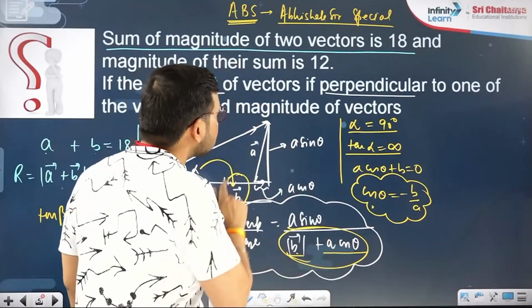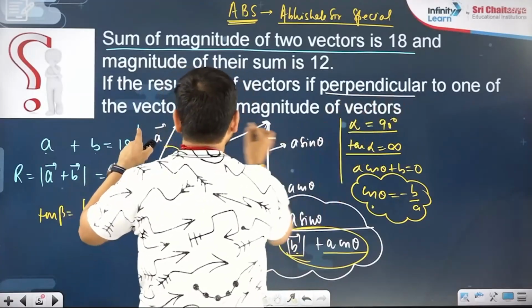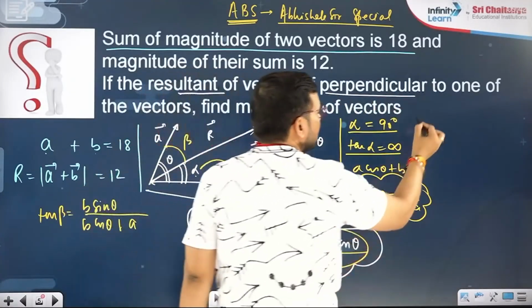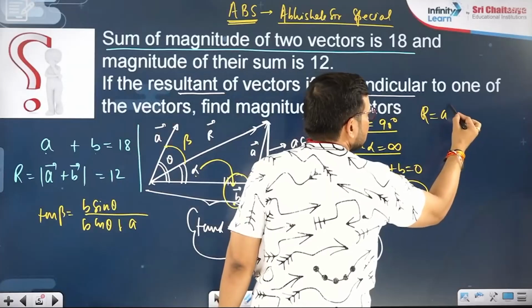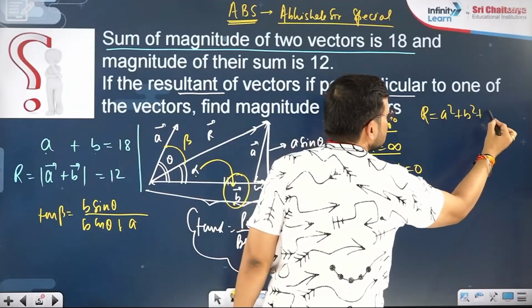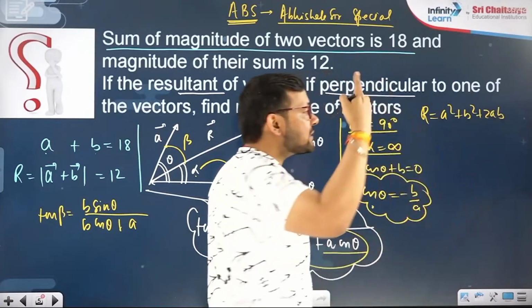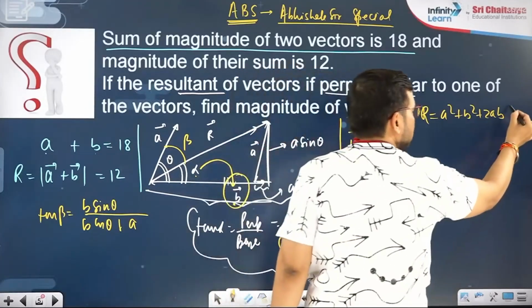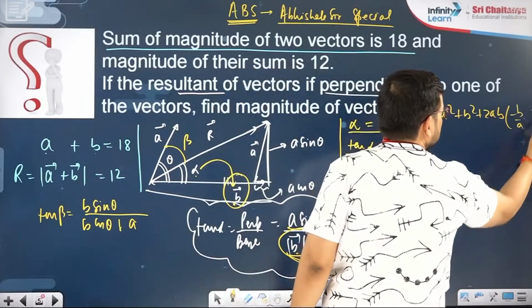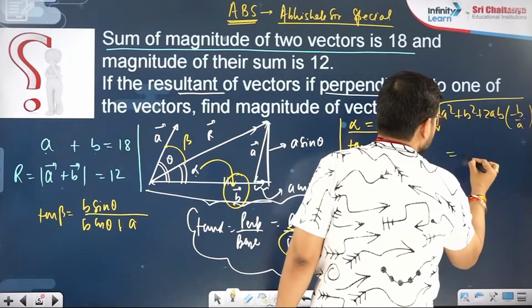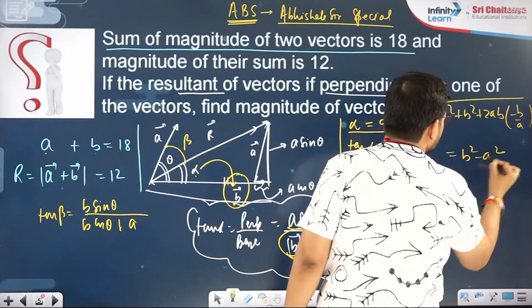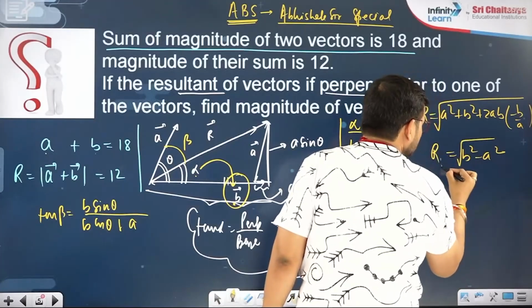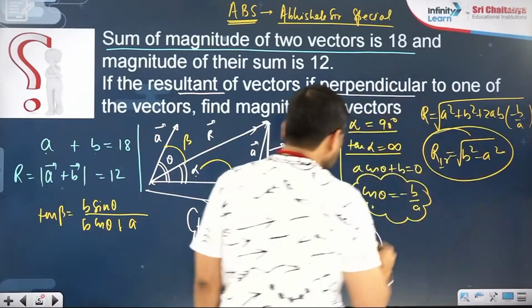So my question here says resultant is perpendicular to one of the vectors. Then what is resultant? Resultant is the square root of A square plus B square plus 2AB cos theta. But we have already calculated cos theta. So cos theta value we will put as minus B by A, under root, and that will be the square root of B square minus A square. This is the formula of perpendicular resultant.